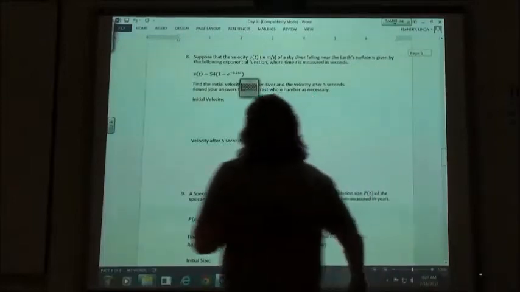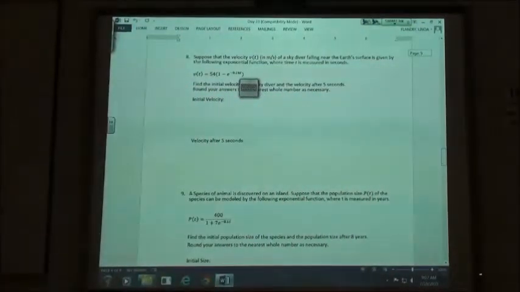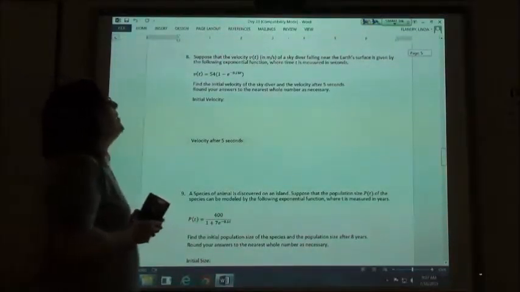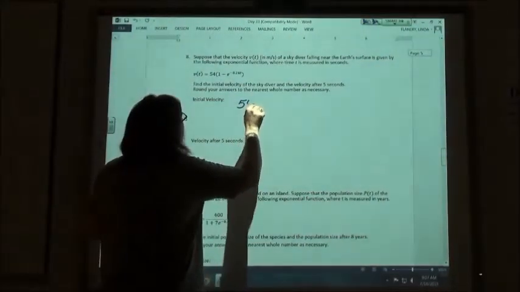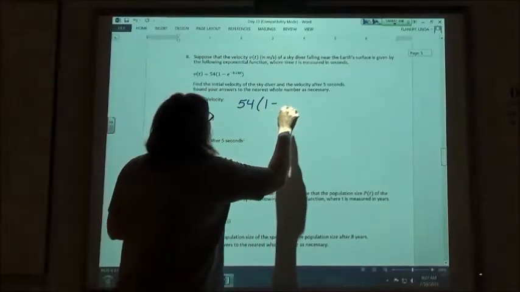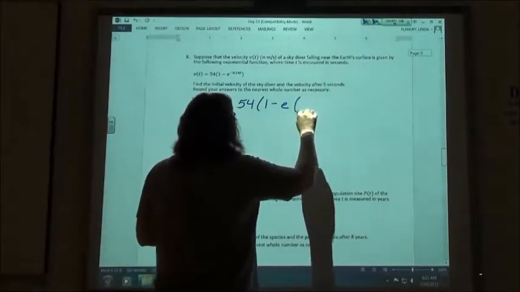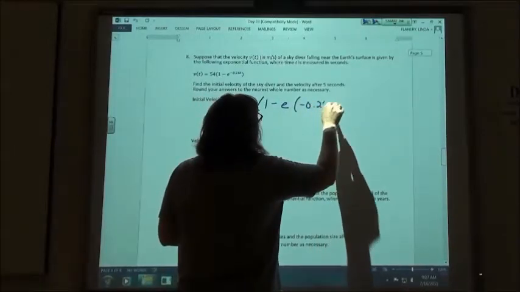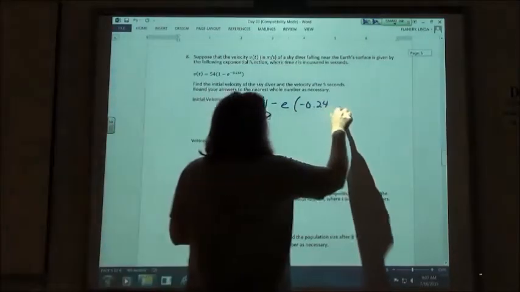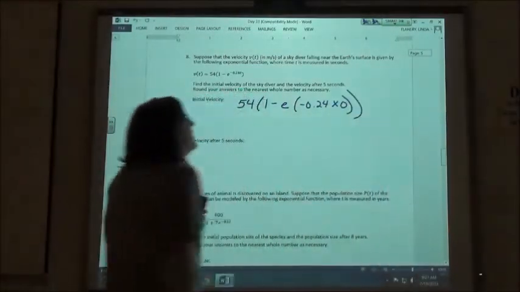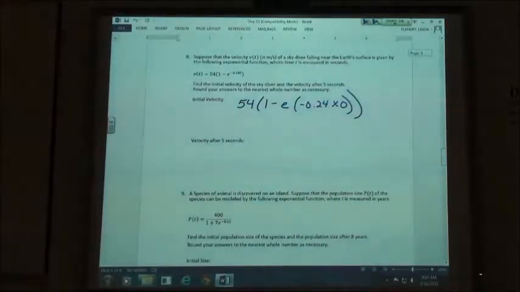So, number 8. Suppose that the velocity v of t in meters per second of a skydiver falling near the Earth's surface is given by the following exponential function, where time t is measured in seconds. And so we've got 54, and then we'll have 1 minus e, and then we're going to have parentheses, negative 0.24. Our time, since it's the initial velocity, would be 0. So times 0, and close our parenthesis for our e power and for our other set of parentheses that we have.